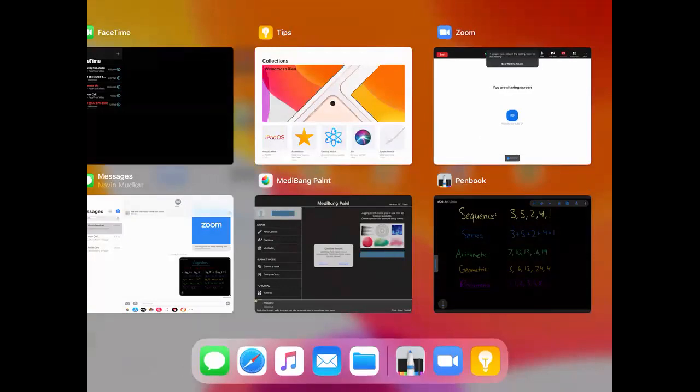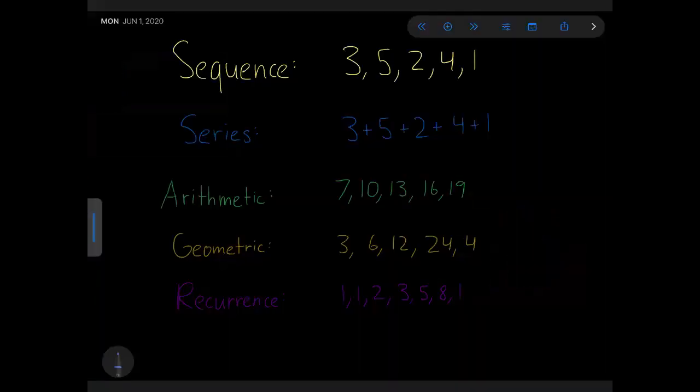All right. So we're going to start off with sequences. And a sequence is just an unordered list of numbers. So, well, sorry, it's an ordered list of numbers. There's no real pattern to them. So 3, 5, 2, 4, 1, that's a sequence. Any other list of numbers you can think of, it's a sequence. Nothing much more to it.